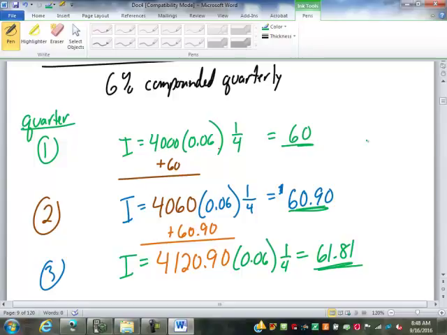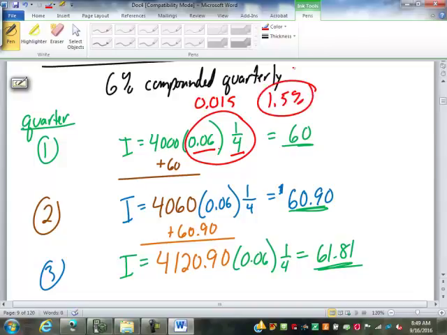Now to get through 3 years, how many times would I have to do this? 12 times, right? 4 times a year for 3 years would be 12 times. I don't really want to sit here and do this 12 times. So let's look for a shortcut here. Each quarter, what percent are we really finding in interest? It's 6% times 1/4, 0.015 or 1.5%, right? Does that make sense?